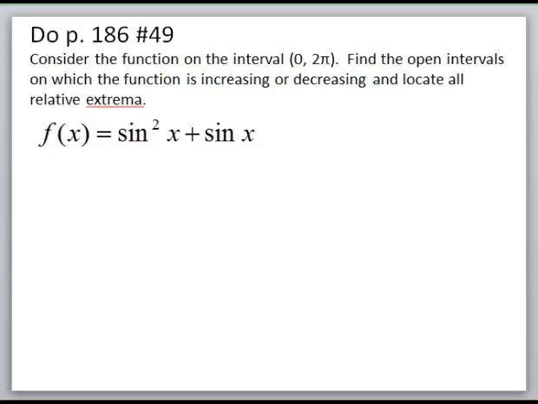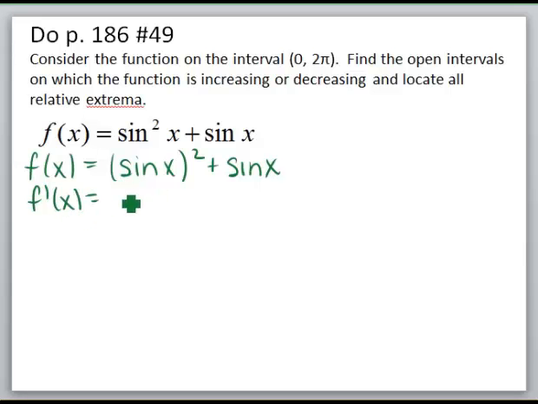The first thing I want to notice is I want to take the derivative of this, and I need to rewrite this in order to take the derivative. So I've got sine x quantity squared, that's what that squared part means, plus sine x. When I take the derivative of this, I end up getting 2 sine x cosine x plus the derivative of sine x, which is cosine x.